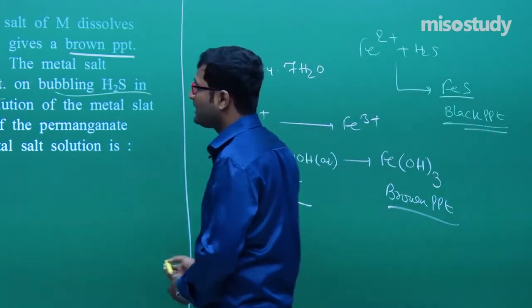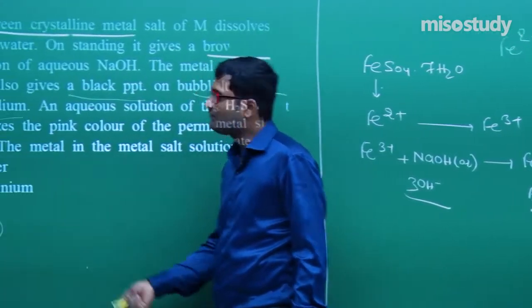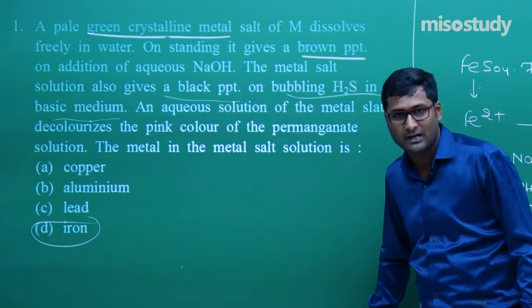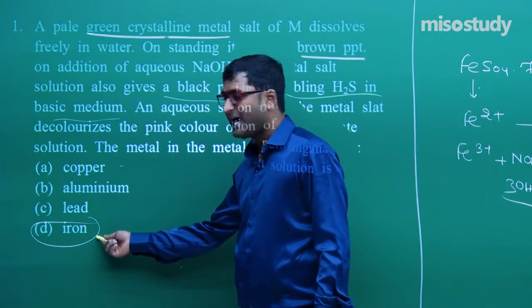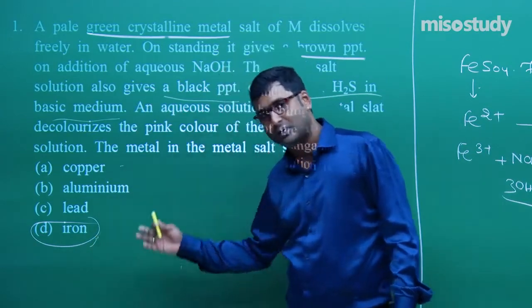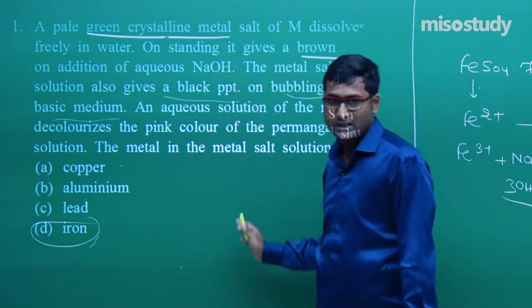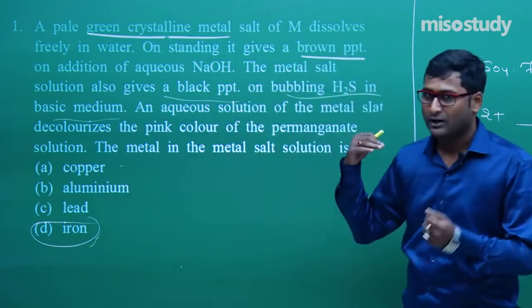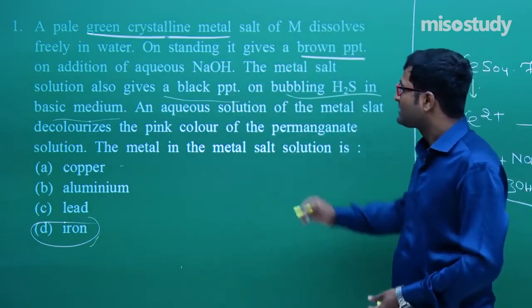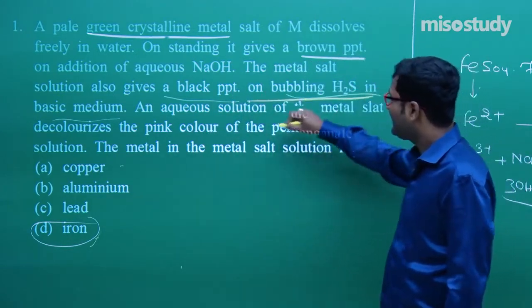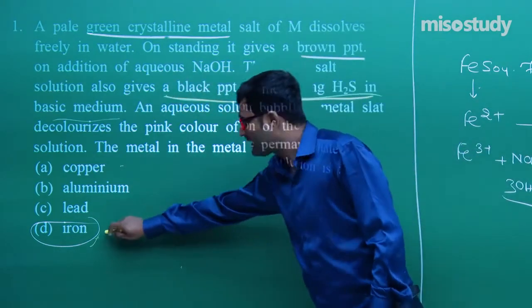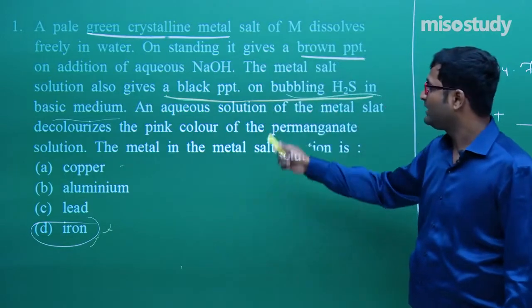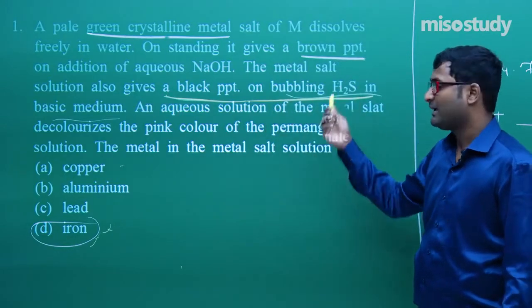Why am I solving this? I have predicted the answer because it's very simple. A pale green crystalline compound: copper is blue vitriol, we all know, and iron is green vitriol. So it is easy to conclude the answer. But how do we proceed with the reaction, and how do we check whether we are correct or wrong? Take each and every part of the question and compare it with the statement, then definitely you will get the answer.